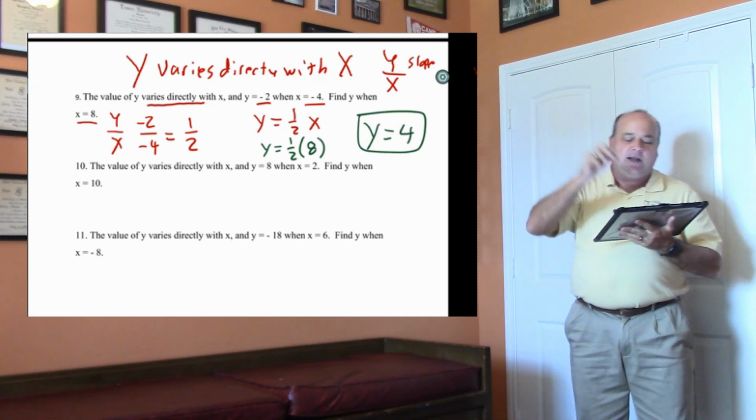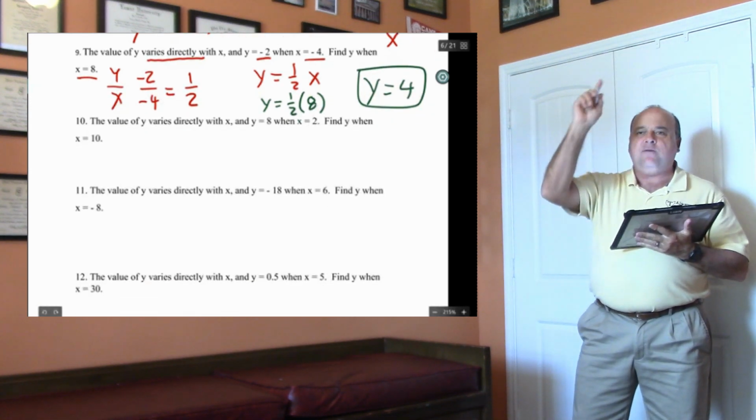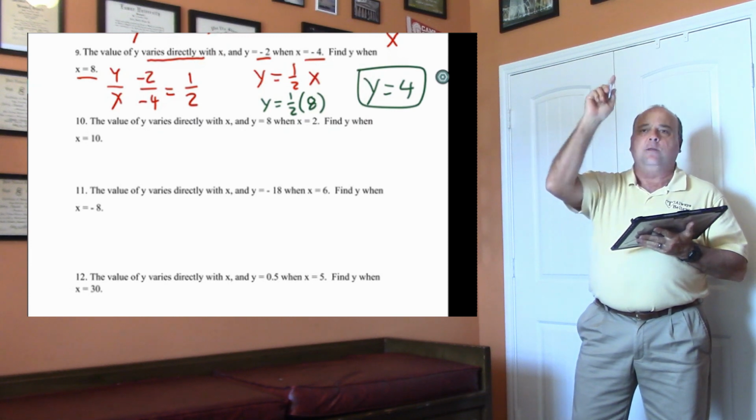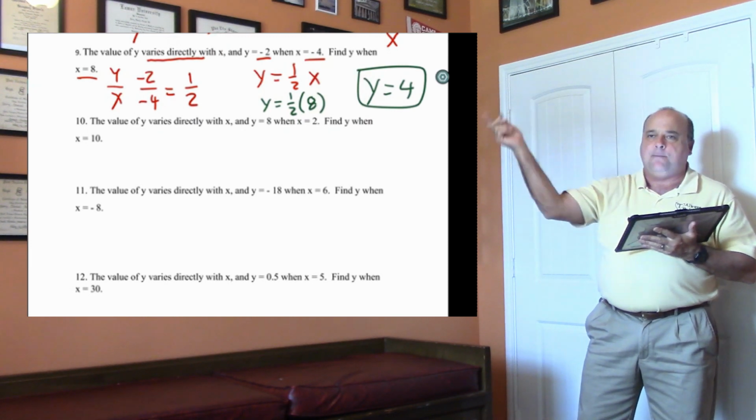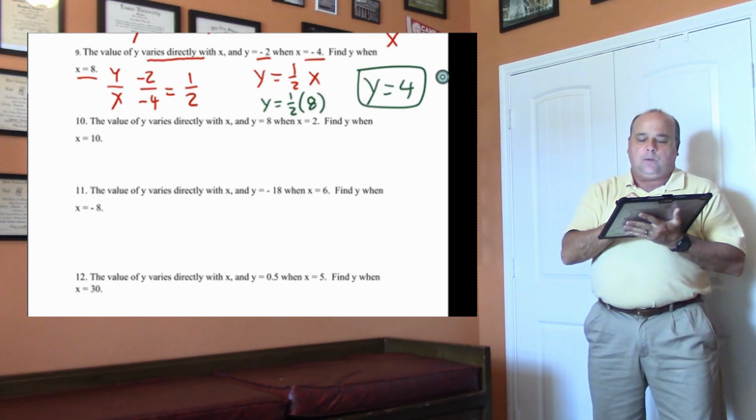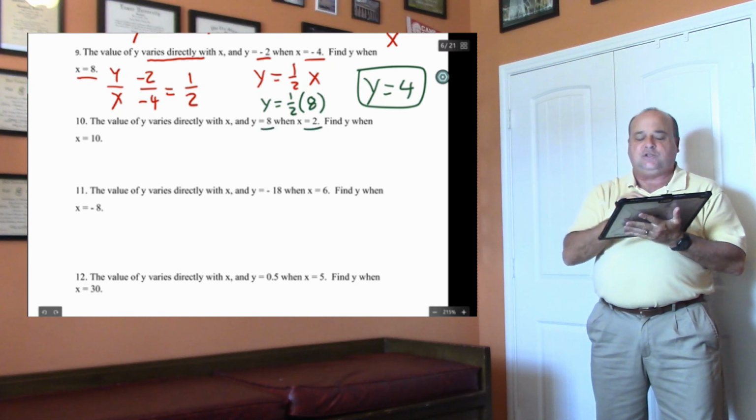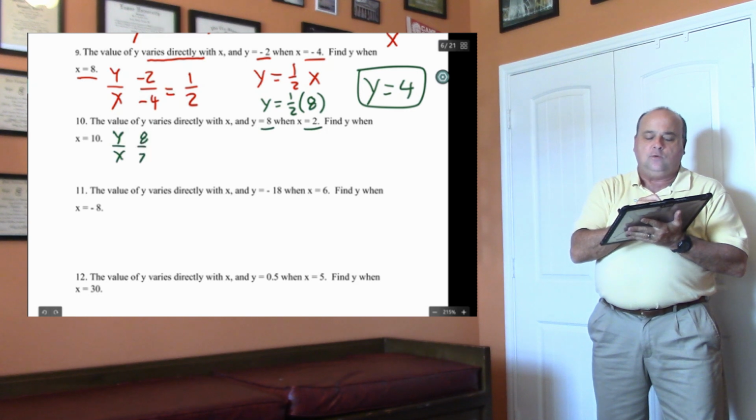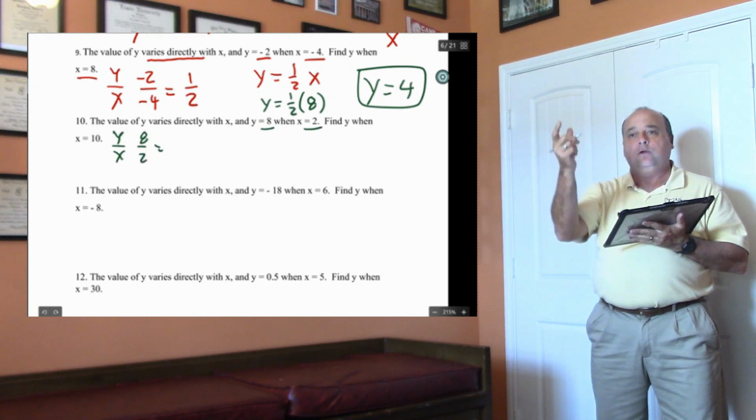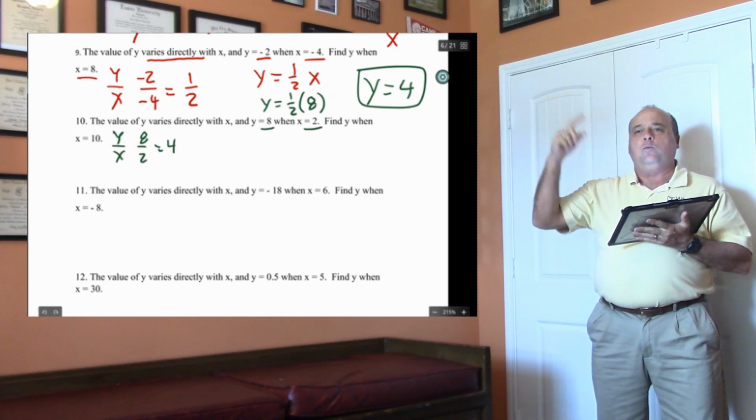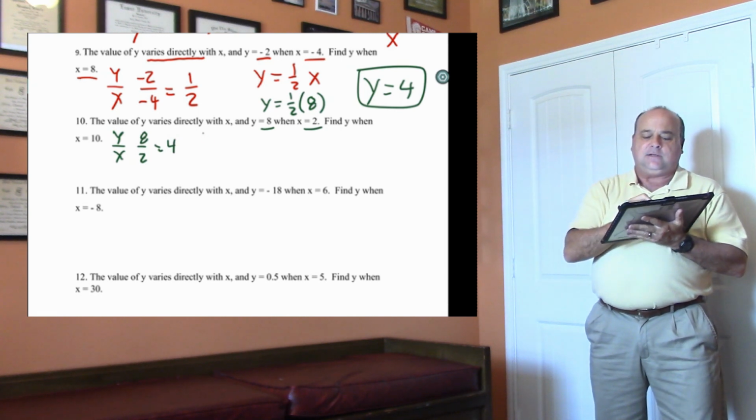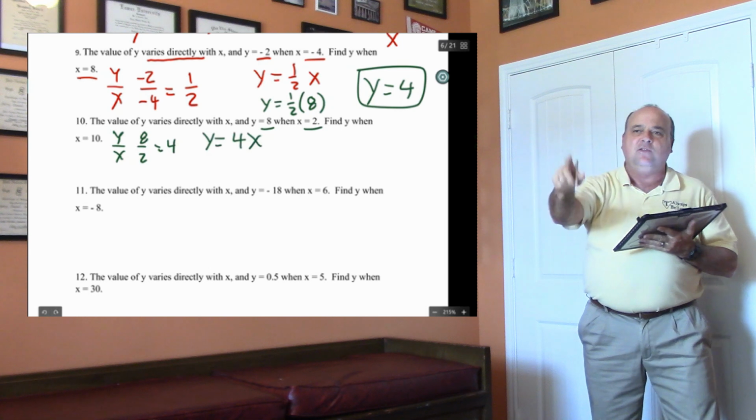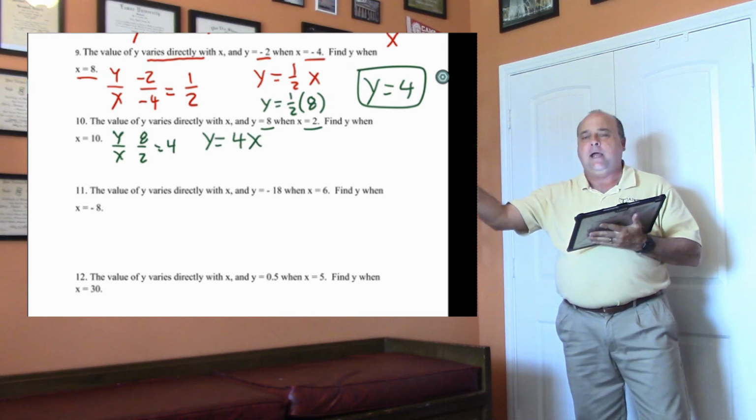Let's go to the next one. Remember, y varies directly with x. You're going to put y over x, get your k, and make your equation. So on this one problem right here, y is 8 and x is 2. Write down y over x, put 8 over 2, type that in the calculator, you get 4. Now then we're going to write down our y equals kx. So y equals 4x.